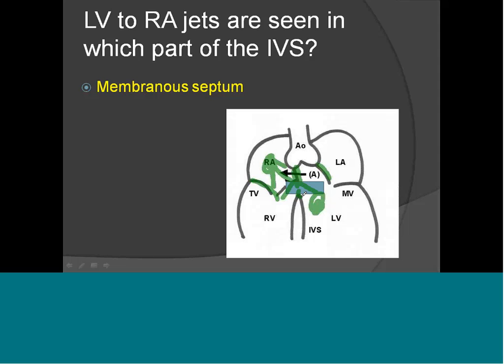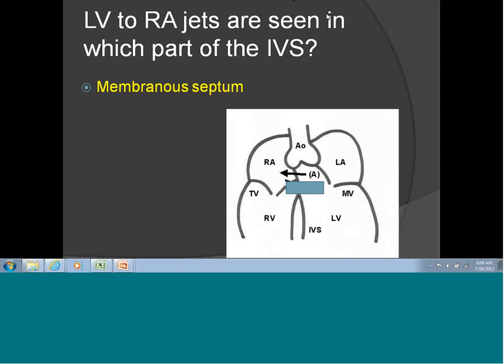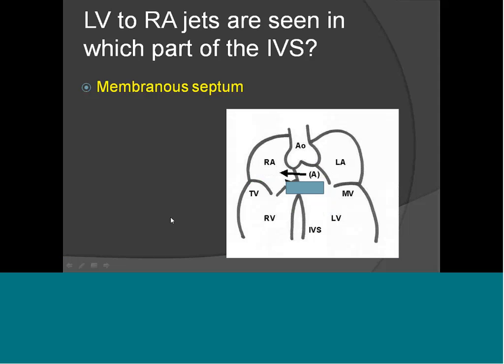Now, the inlet septum is actually here. This is inlet, where the AV valve is. So it will be inferior to the tricuspid valve. And that's where your typical AV canal or inlet VSDs are. So the answer to which part of the septum LV to RA jets are seen in is the membranous septum. All clear with why? Based on this diagram, look at that arrow A. Okay, so we'll move on to the next question.